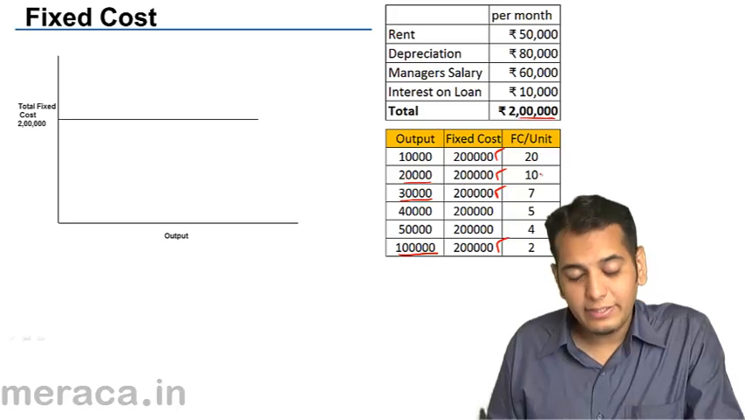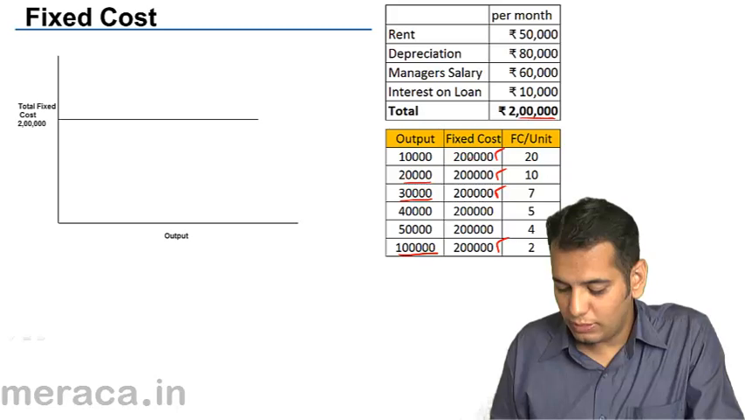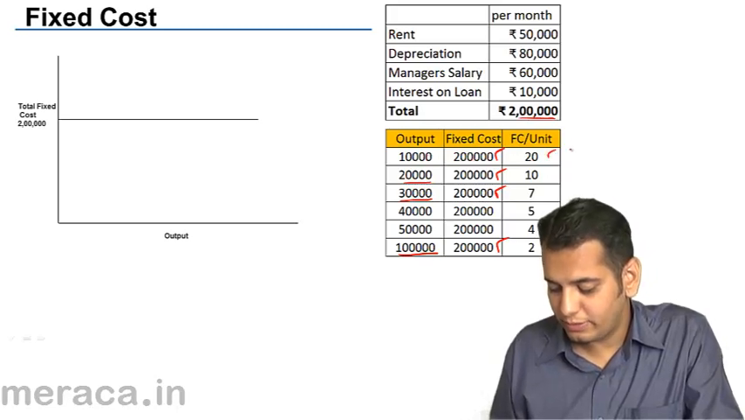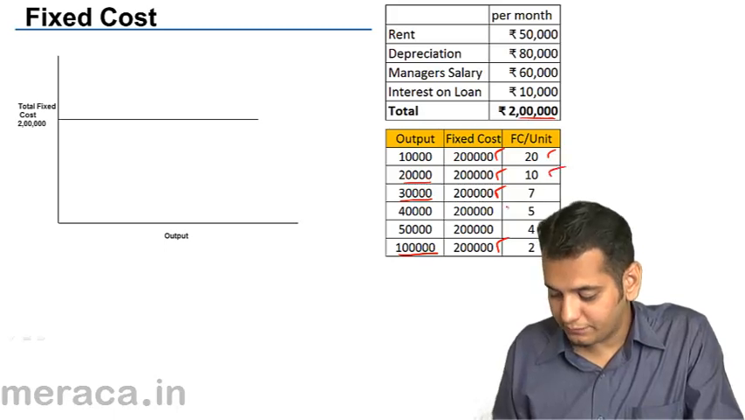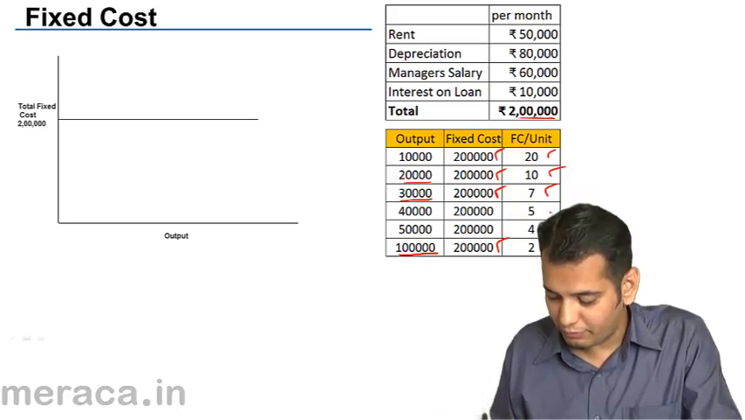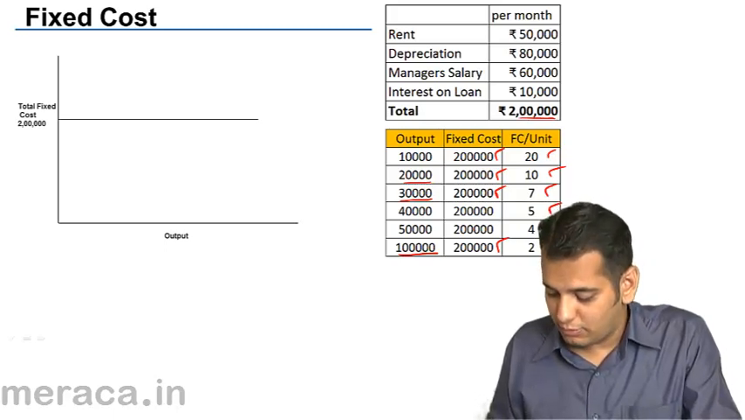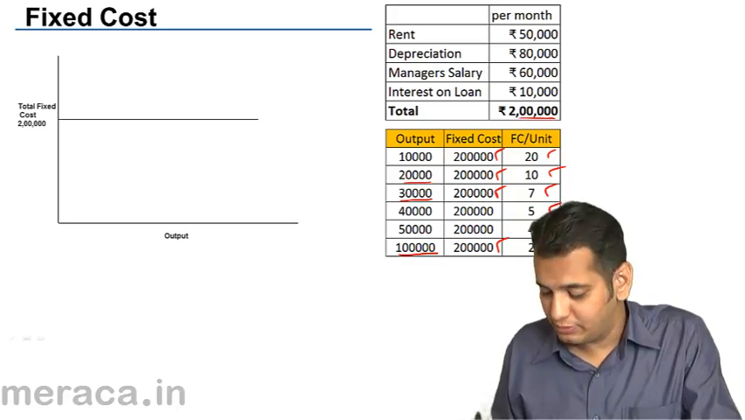So we've already done how to calculate fixed cost per unit. 2 lakhs divided by 10,000 is 20. 2 lakhs divided by 20,000 is 10. 2 lakhs divided by 30,000 is approximately 7. 2 lakhs divided by 40,000 is 5. 2 lakhs divided by 50,000 is 4. And 2 lakhs divided by 1 lakh is 2.